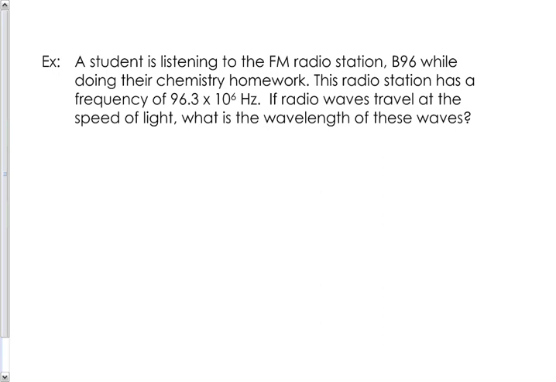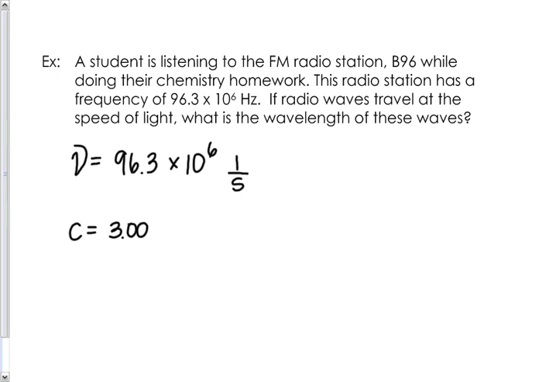Now to start the problem, it's always smart to be a good bookkeeper. What you're given here is a frequency. Now frequency has that funny letter V, or nu, and it is equal to 96.3 times 10 to the 6th hertz. Now a hertz is the same as 1 over s, and that's going to be more helpful to you when canceling units in your problem. We do know that the radio waves are traveling at the speed of light, which I told you on the previous note page is 3.00 times 10 to the 8th meters per second. And what I'm asking you to find is wavelength. That's the question mark that we're looking for.